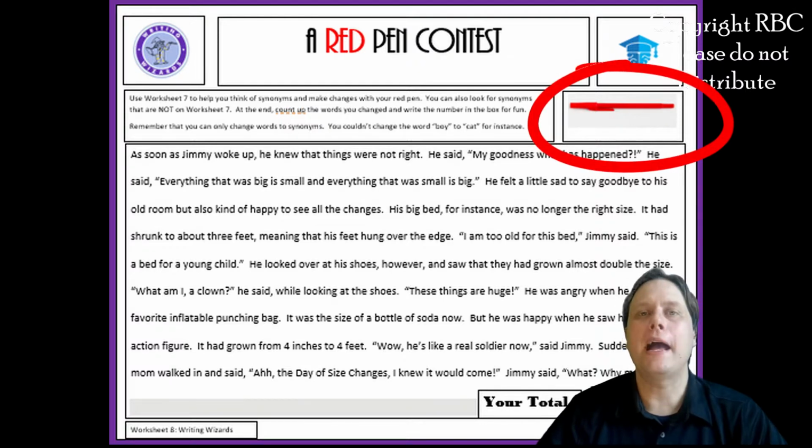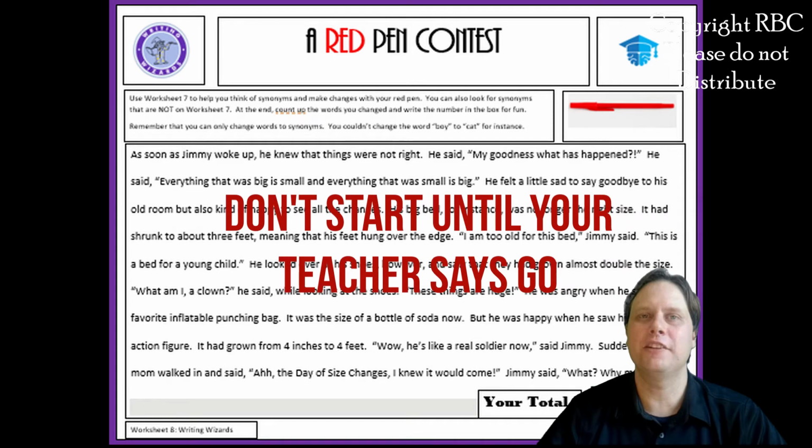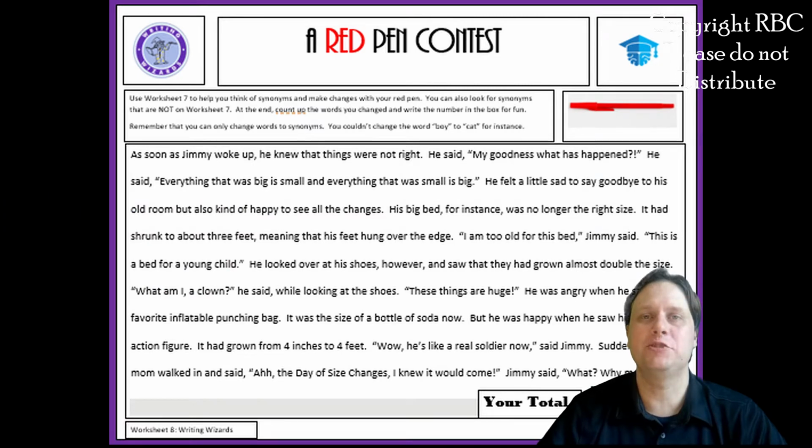The first thing that will happen is your teacher will pass out the story and give you a couple minutes to read over the story. Then your teacher will pass out the red pens, and when everybody has their red pen, your teacher will say go. You're not allowed to change any words until your teacher says go, so make sure to listen for that. Once your teacher says go, then you'll have 2 minutes to change as many red pen words as you can.